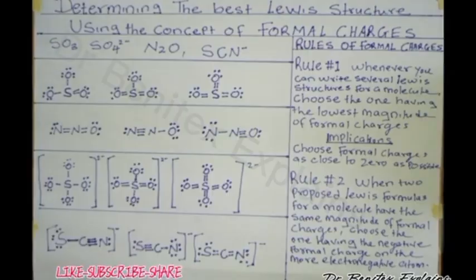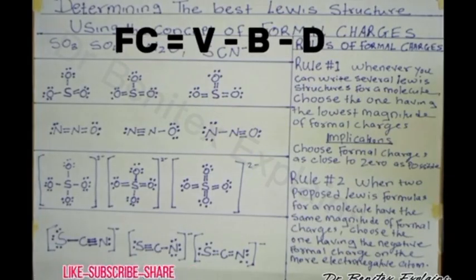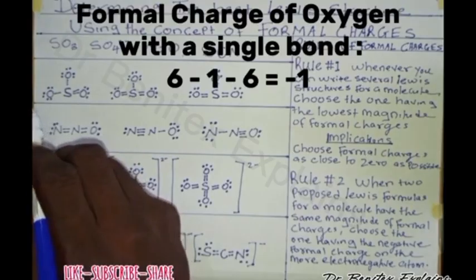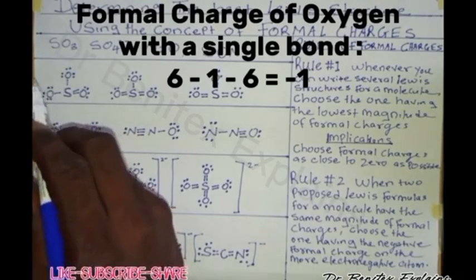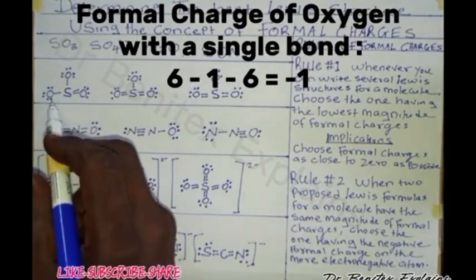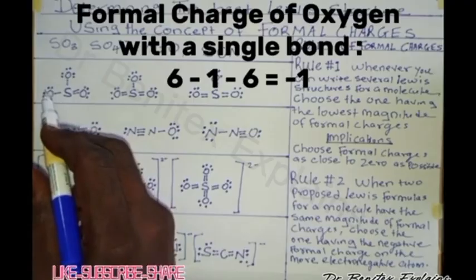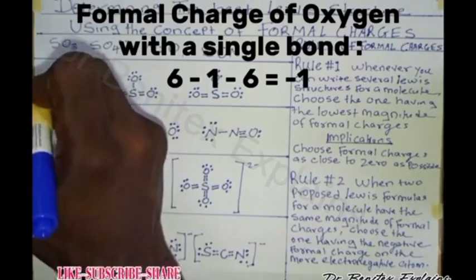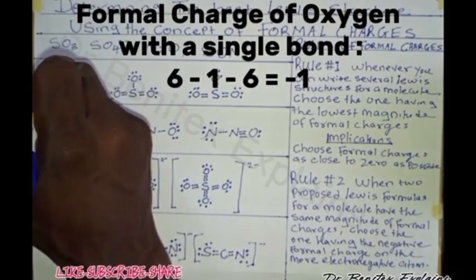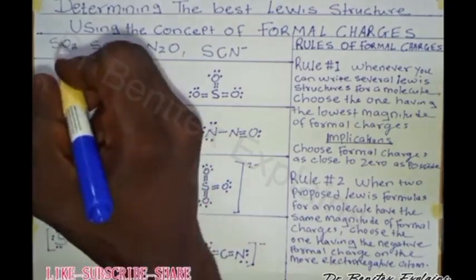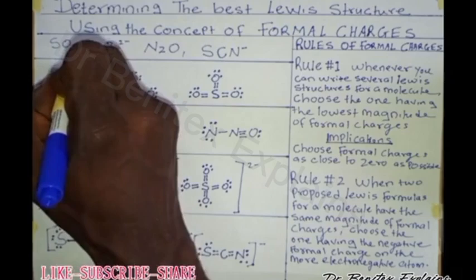Formal charge is equal to V minus B minus D. So what is my V here? Now oxygen is having a single bond. So it's going to be 6 minus, how many bonds are around the oxygen? 1. So 6 minus 1 minus, how many dots? 1, 2, 3, 4, 5, 6. So 6 minus 1 minus 6 gives us -1. So the formal charge here is -1. What about this other oxygen? It is similar to this oxygen, so the formal charge is also -1.